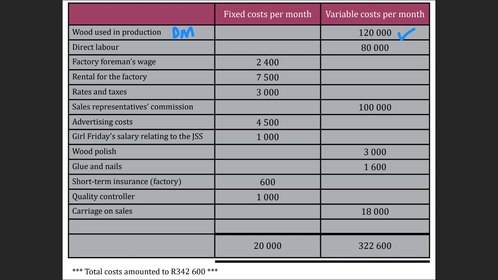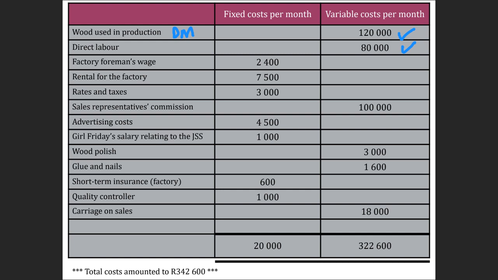Then you have your labor. Your labor was 80,000 Rand, and it also changes with the level of production. The more we produce, the higher this cost will be. The less we produce, the lower this cost will be, because that would mean we would need fewer labor hours, which would give us a lower cost. And so that would be a variable cost as well.